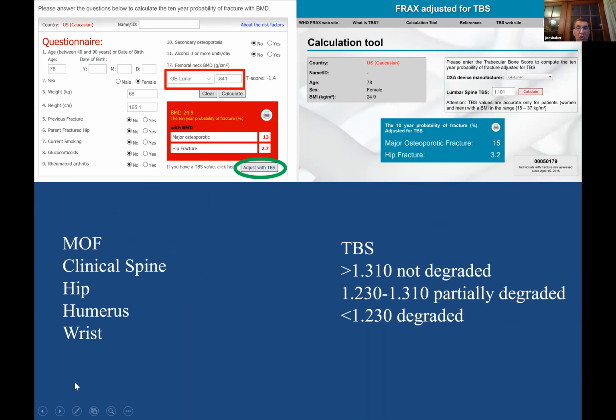And so what you do is click on this adjust with TBS, and then you enter the manufacturer and the TBS, and it will recalculate FRAX. And so this is a way to adjust the fracture risk for bone quality. So that's one of the things we're doing that's more recent.